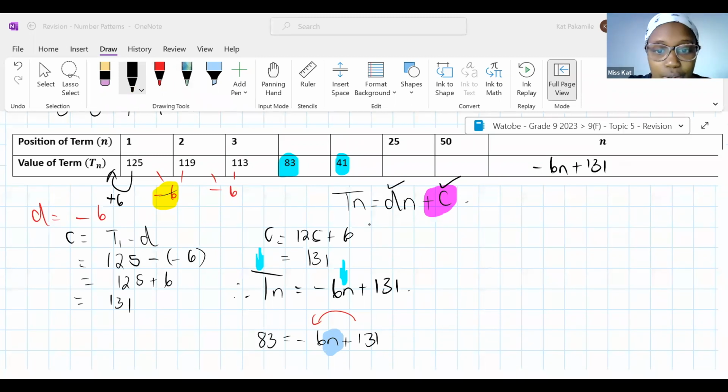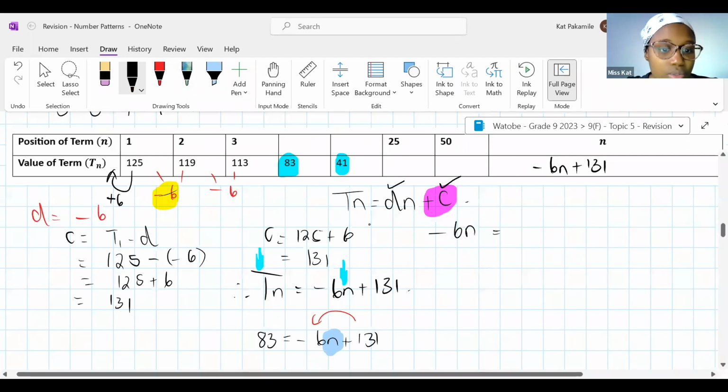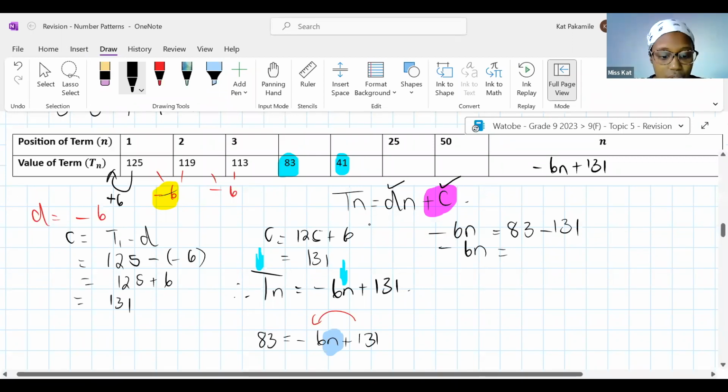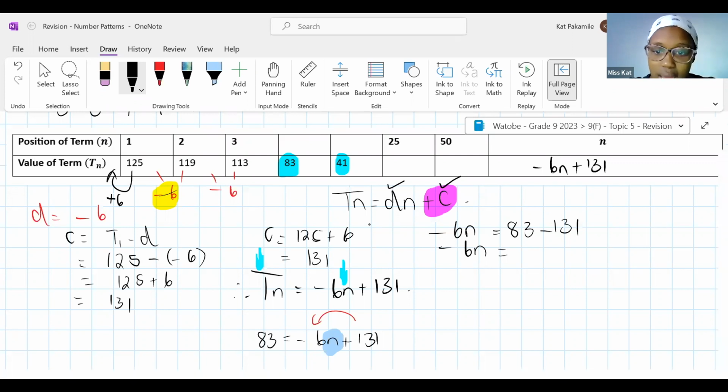Thank you, Novoyo. So you're going to end up with negative 6n equals 83 minus 131. Therefore, negative 6n is going to equal, thank you, Tepa. You can either subtract it on both sides, but if you subtract it on this side, it's just going to vanish. That's what happened there. So it's going to be 83 minus 131, which is negative 48. Okay, so now tell me, how do I get rid of this negative 6?